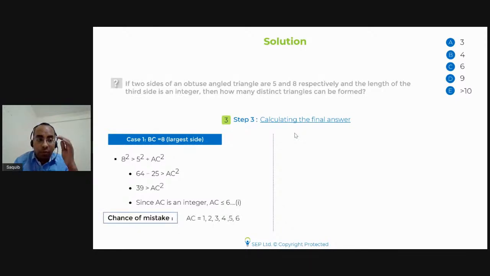Okay, here also some of you might make a mistake. You might just think, okay, AC is less than or equal to 6, let me take 1, 2, 3, 4, 5, 6. And you might get lucky and mark the answer as 6, because 6 is the correct answer. But that would just be a good mistake.